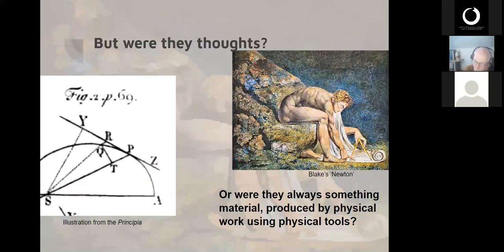So were these thoughts, or were they always something material, something that was produced by physical actions using physical tools? And Newton says that, in fact, it rests on geometry, and geometry rests on mechanical arts. And it is the great strength of geometry that, although it derives from mechanical arts, you can handle all sorts of other problems with it. So Newton is quite upfront about the fact that it's something mechanical that is being dealt with here, right from the start.